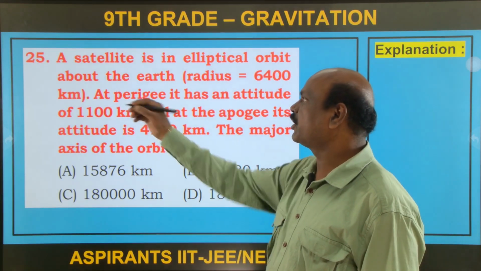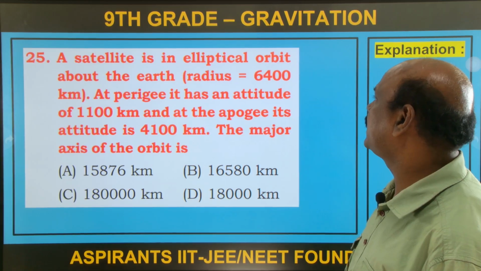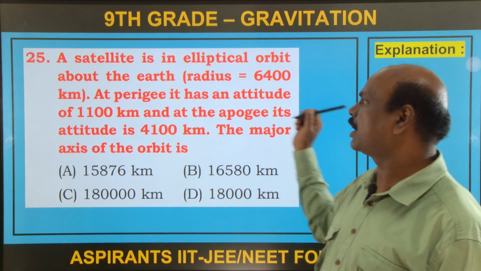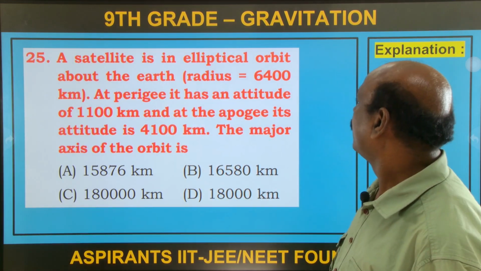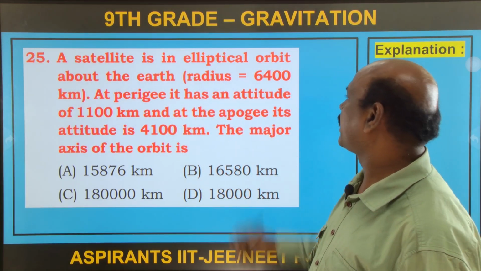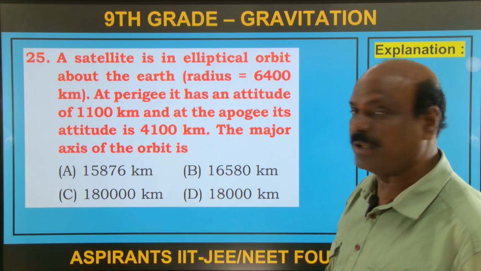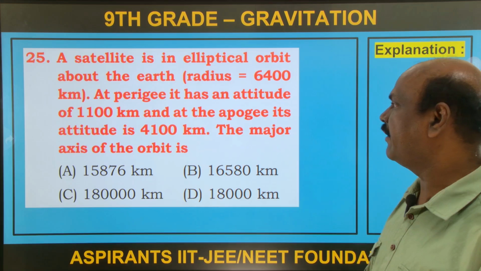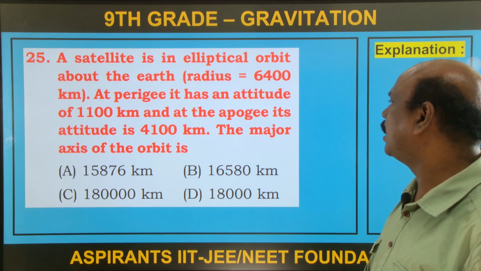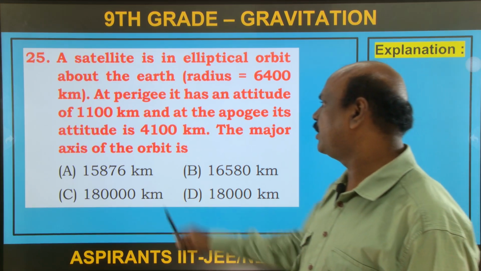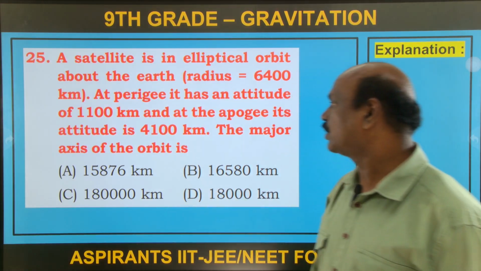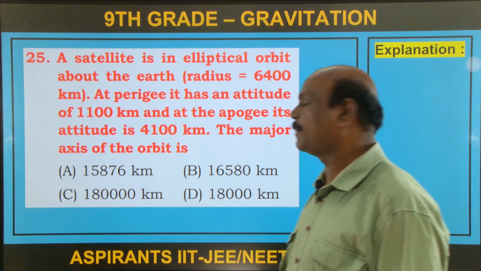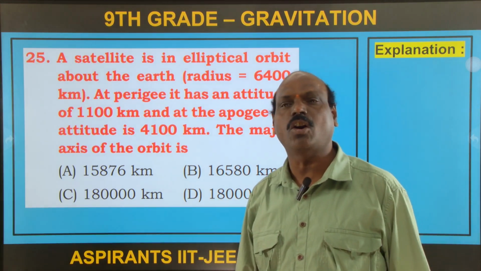So the 25th question: a satellite is in an elliptical orbit about the earth, which means it is moving in an elliptical orbit around the earth, and we are considering the radius of the earth as 6400 kilometers. At perigee, it has an altitude of 1100 kilometers, and at the apogee, its altitude is 4100 kilometers. What is the major axis of the orbit?